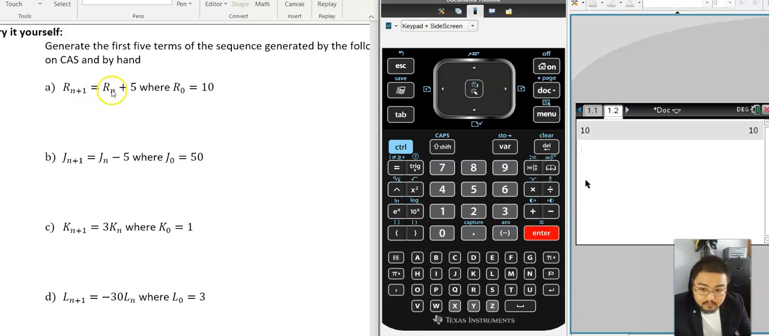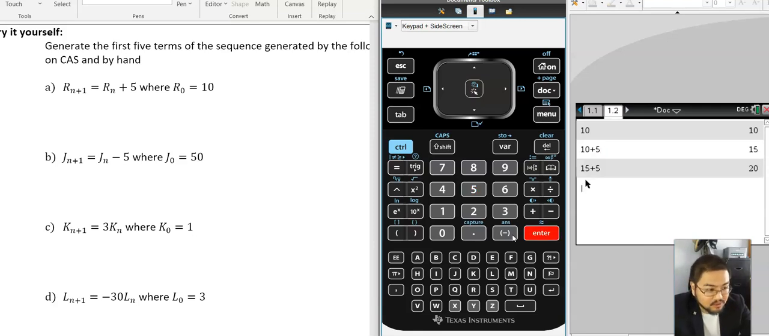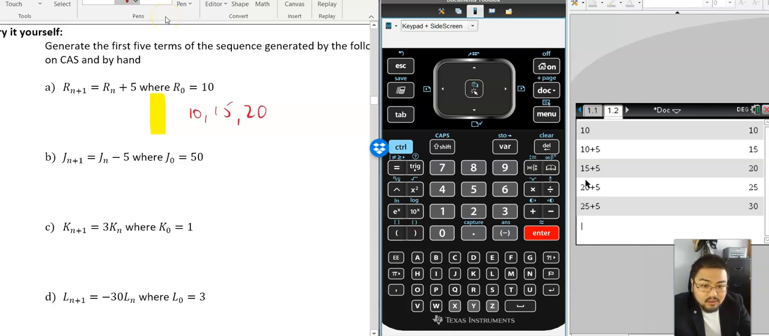From this point, you type in whatever the recurrence relation or the rule that you're asked to generate is. So plus 5. So all I'm going to do is type in plus 5. I'm not going to type in answer. You can type in answer if you'd like. So answer plus 5. And then you press enter 5 times because it's asking for the first 5 terms. Or you can press it 4 times if you go back to what I said before. 1, 2, 3, 4. And so now you've generated the sequence 10, 15, 20, 25, 30.